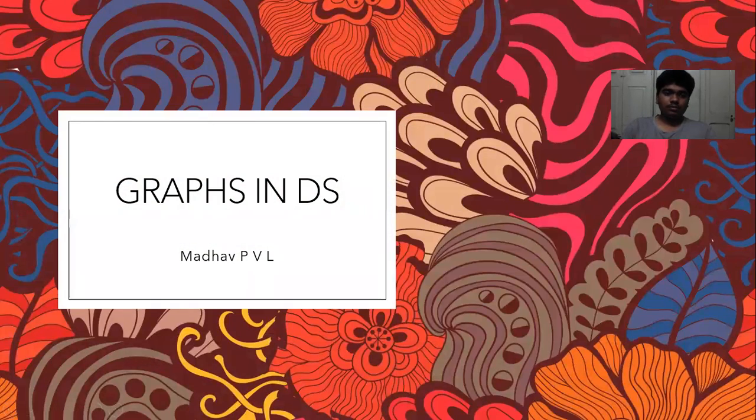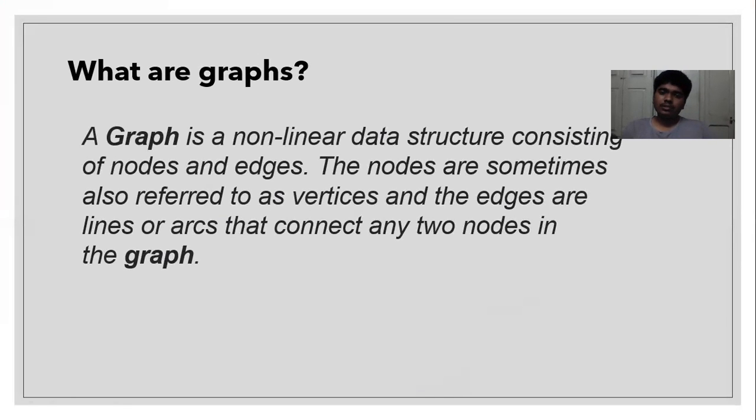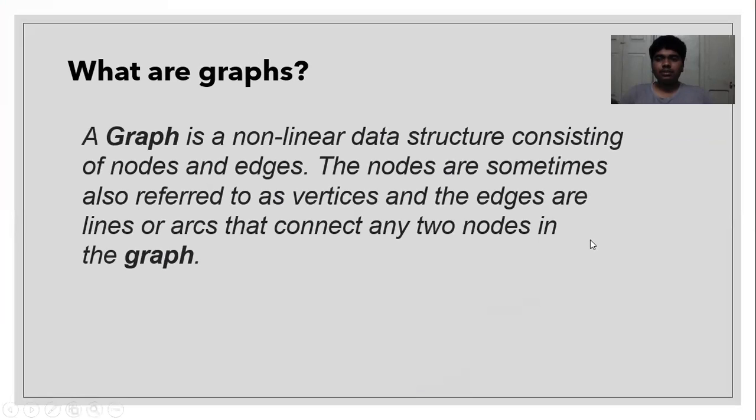Okay, now graphs in DS. So basically, what are graphs? A graph is a non-linear data structure consisting of nodes and edges. The nodes are sometimes also referred to as vertices, and the edges are lines or arcs that connect any two nodes in the graph. Graphs are of different types, but here we are going to discuss two types. Graphs are non-linear data structures used to represent data.